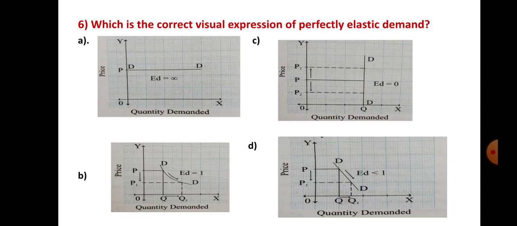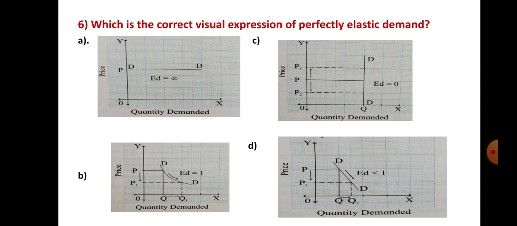In C option at price OP quantity demanded remains constant. Even price rises to OP1, quantity demanded remains constant. Even price falls to OP2, quantity demanded remains constant. So here numeric coefficient, that is ED, is equal to 0. In option D at price OP quantity demanded is OQ. When price falls from OP to OP1, quantity demanded rises from OQ to OQ1, but in less proportion. So here ED is less than 1.